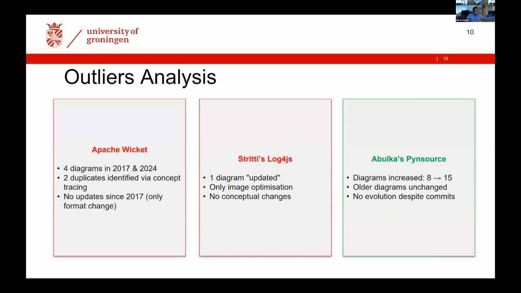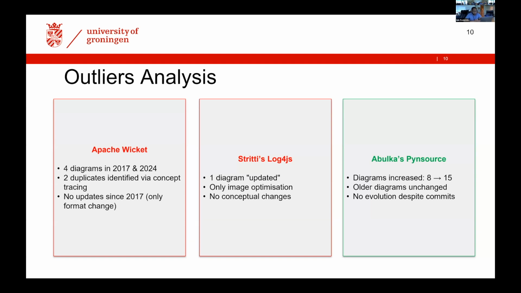Out of the 3, these are some of the findings that we had. Apache's Wiki, for example, had 4 diagrams. There were some duplicates. However, there are still no updates. We did see a format change, but that's as far as how much update there actually is. The second one, Log4j, has one updated. However, again, that is a simple optimizing of an image, so no changes in the concepts or anything that were being maintained.